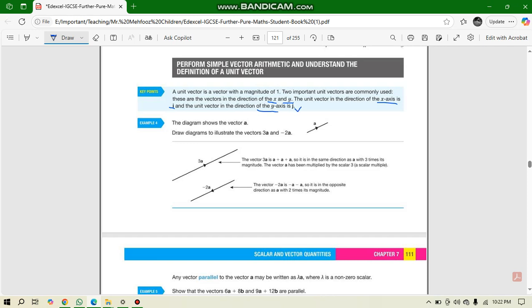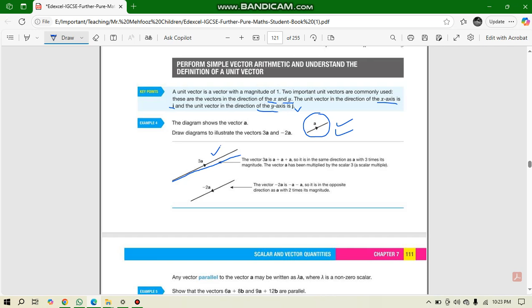Now we have another example. The diagram shows the vector a. Draw the diagram to illustrate the vector 3a and minus 2a. So this is the vector a. If you are finding the value of 3a, it means that you have to multiply its magnitude by 3, so it will be 3 times longer than the original vector. So it will become this one 1a, this one 2a, this one 3a, but the direction will be the same because we are multiplying with a scalar.